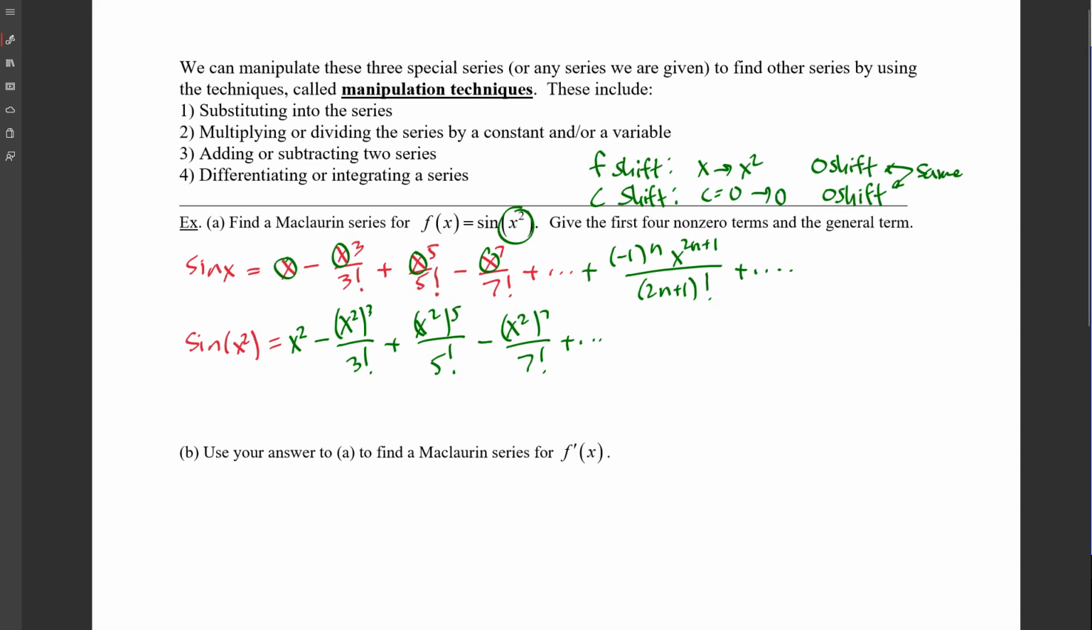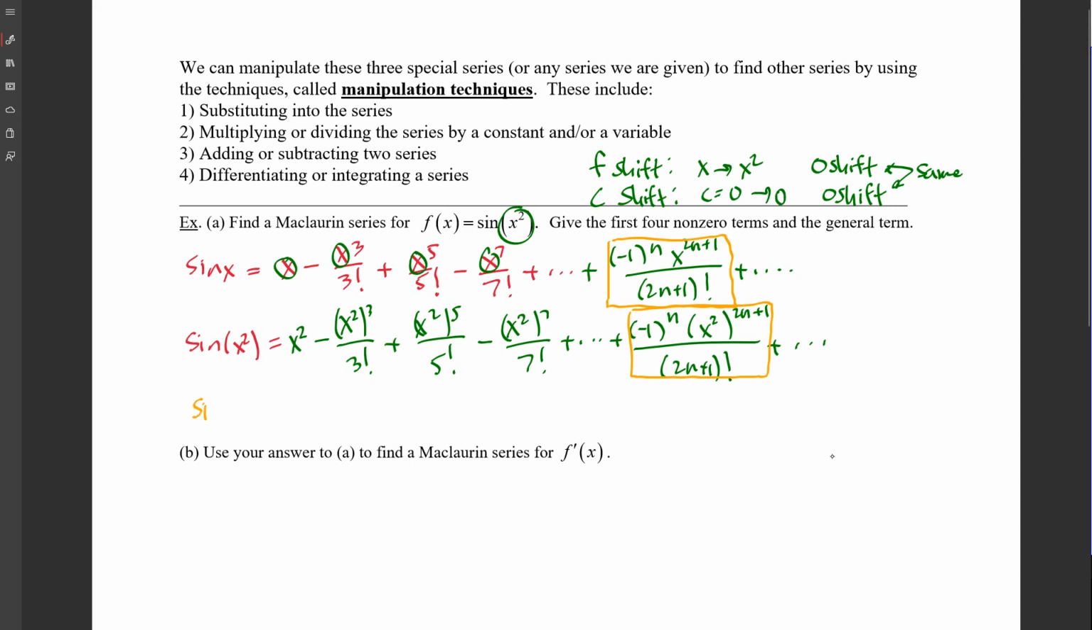It's still an alternating series, so it's easy to just leave this -1 to the n here. All right, now everywhere there's an x, I'm going to put in x squared. So this becomes x squared raised to the 2n plus 1 over the quantity 2n plus 1 factorial plus dot, dot, dot. And I also want to say that this general term here is not unique. So there are also other possible general terms that are still correct. You just need to check it to make sure it works for the Taylor series that you're doing.